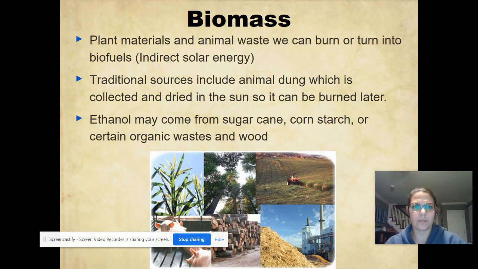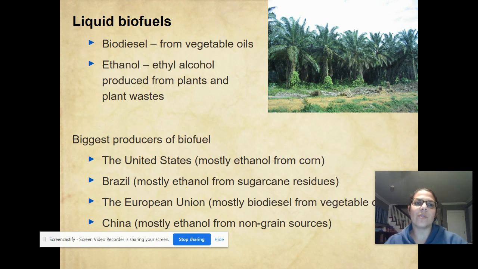Don't drink. Okay, so liquid biofuels, you have biodiesel from vegetable oil, and that's where you can literally take like McDonald's used oil, and you can make it into biodiesel and put it into a diesel engine that's been retrofit to run on it. The U.S. produces a lot of biofuel from corn. Brazil has a lot of sugarcane. The EU is mostly biodiesel from vegetable oil. And then China is mostly ethanol from non-grain sources. I don't know what those are.